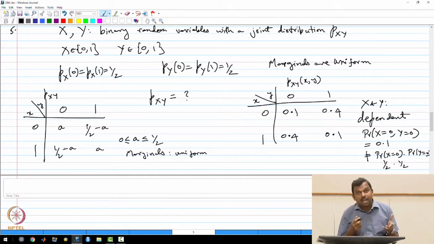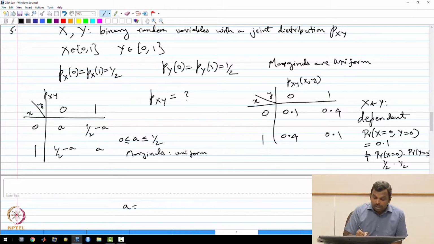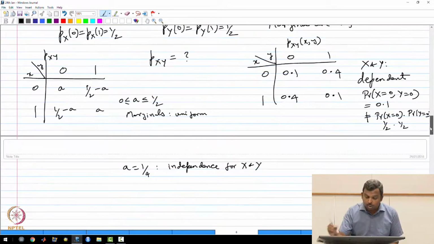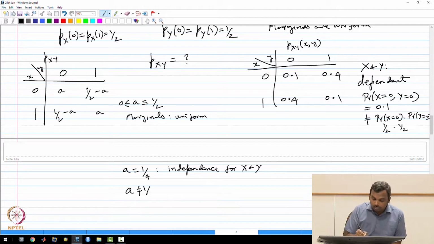Or you could take a equals half, in which case x and y are equal. X is 0, y is 0. X is 1, y is 1. But still, the marginal distribution is uniform, and the joint distribution is anything but independent. What is the only independent case? If a is equal to 1 by 4, you have independence. So remember that: a equals 1 by 4, you have independence for x and y. For a not equal to 1 by 4, x and y are dependent.